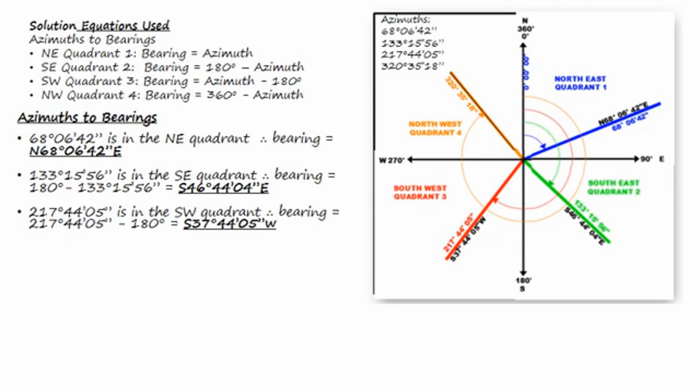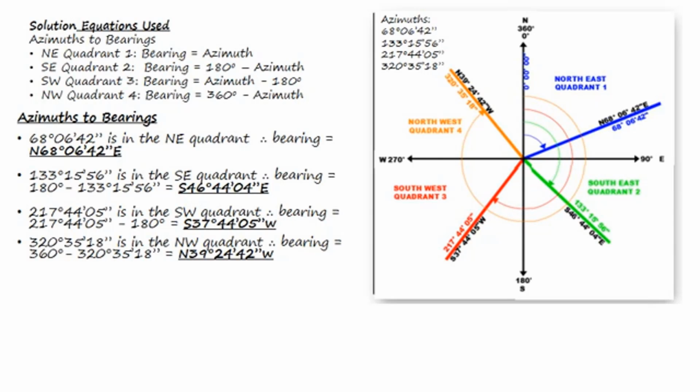Now, the next one, we're in the southwest quadrant. So again, we know that this is 180 degrees. And if we're measuring from here all the way to the 217, then all we have to do is subtract the 180 from the 217 to get the bearing. So 217 degrees, 44 minutes, 5 seconds minus 180 degrees is going to give us 37 degrees, 44 minutes, and 5 seconds, but it's going southwest.